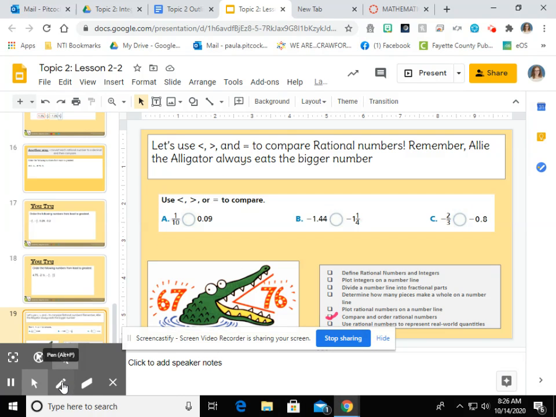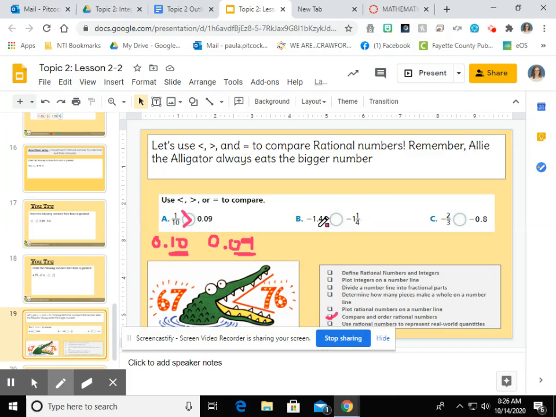So I have 0.1 and I have 0.09. Well, it's hard to compare right now because they're different lengths. So let's make them both have two numbers after the decimal. So now I have a 10 compared to a 9. Which is bigger, 10 or 9? 10 is. So the alligator wants to eat the bigger number.